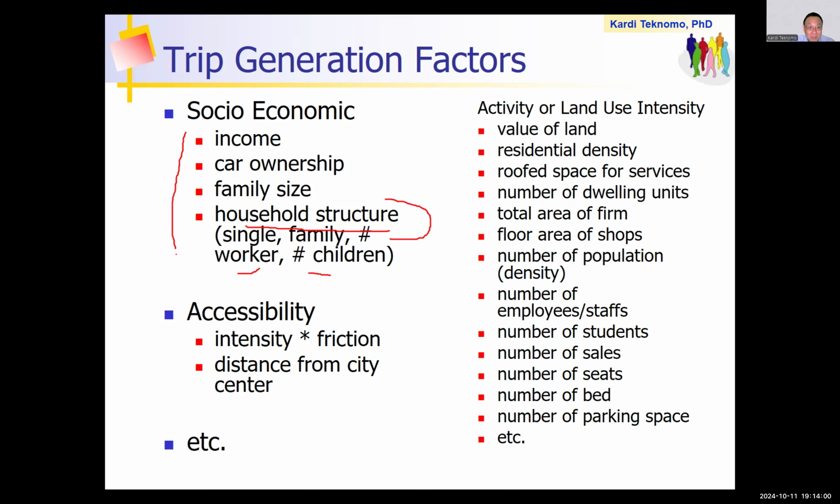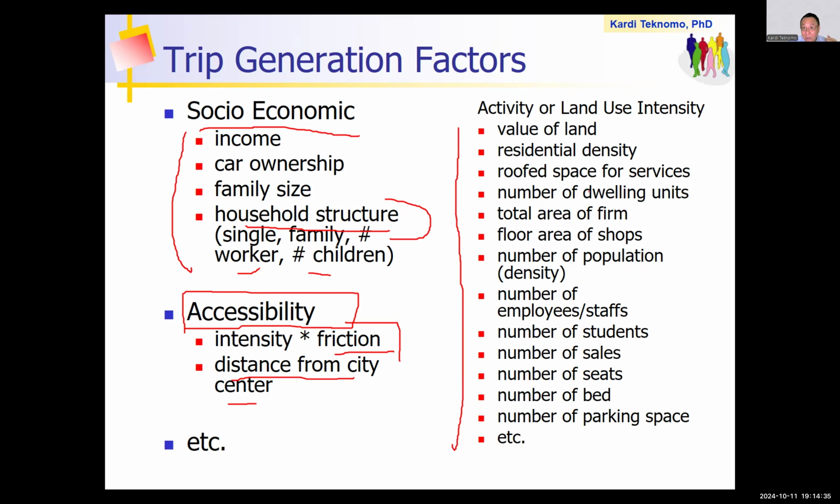All of these variables represent socio-economic factors. You need to do this kind of survey and then check: what is the distance from the city center? Or the intensity, how often they need to go, and how much it costs to go. Friction here represents the price of the distance and the time. All of these represent accessibility. And then of course the land use and activities: what is the land value, the residential density, and so on. These are the input.